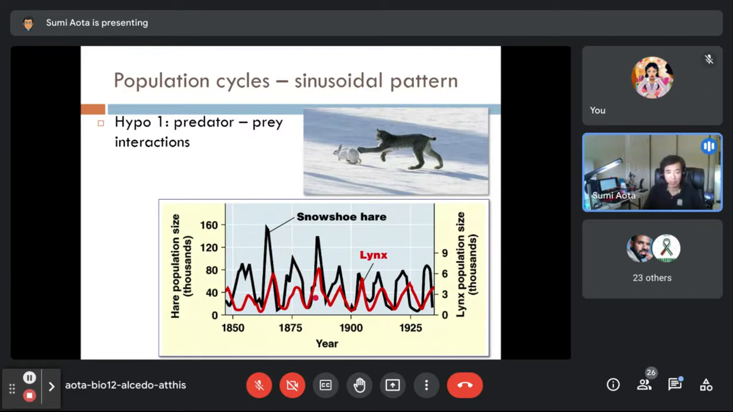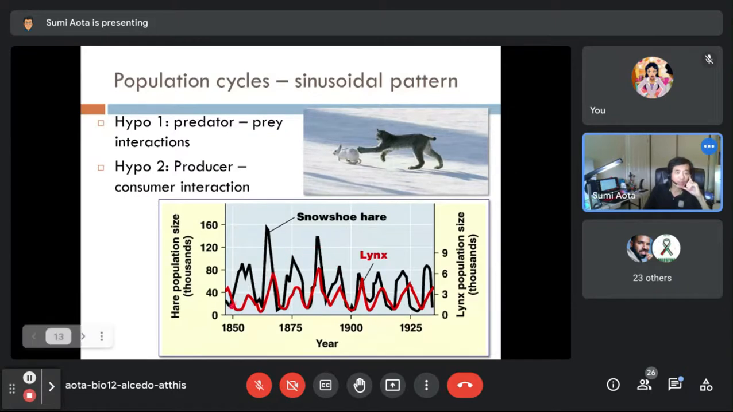That was one hypothesis. The other possibility was, is it an interaction between the consumer and the producer, the grass that the rabbits are eating? Is the snowshoe hare cycle dependent upon the availability of grass, and that cycling then sets the cycling of the lynx? So is it top down or is it bottom up? And so is there a way that you can test this?